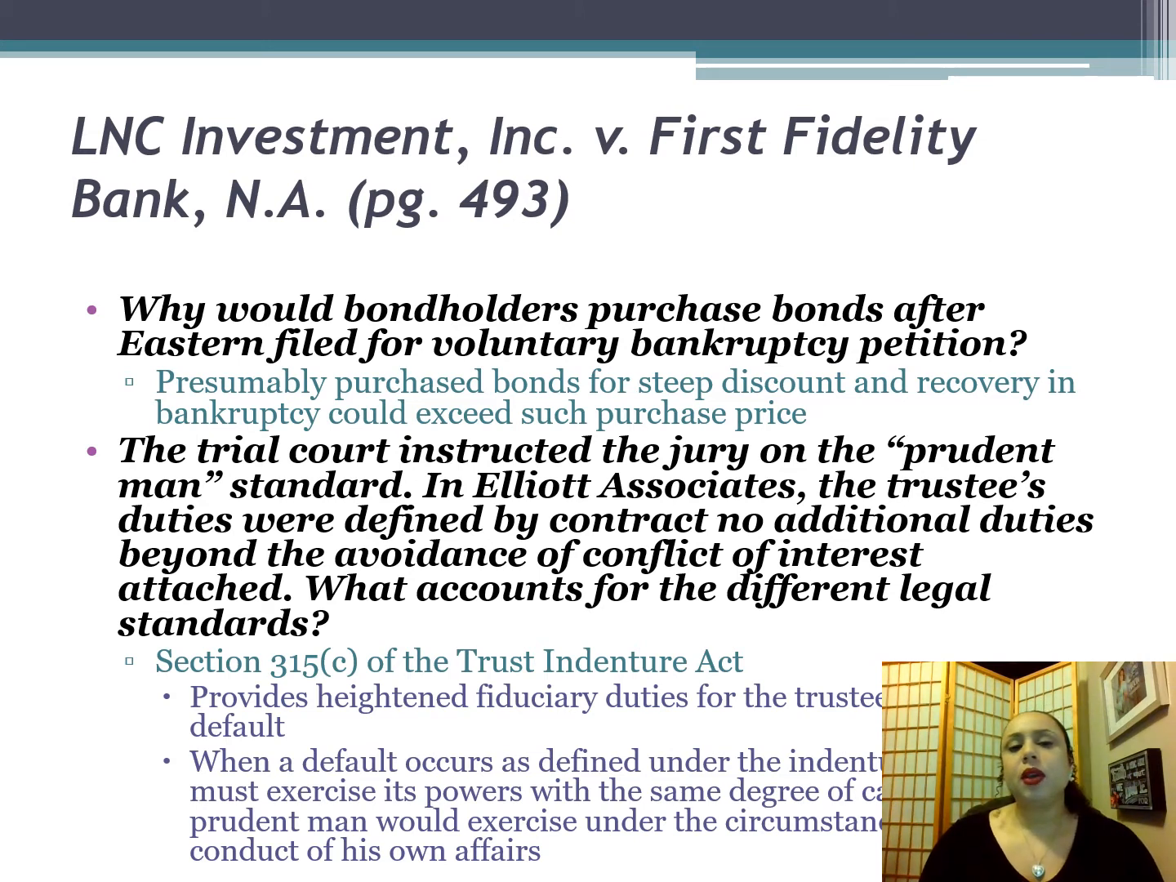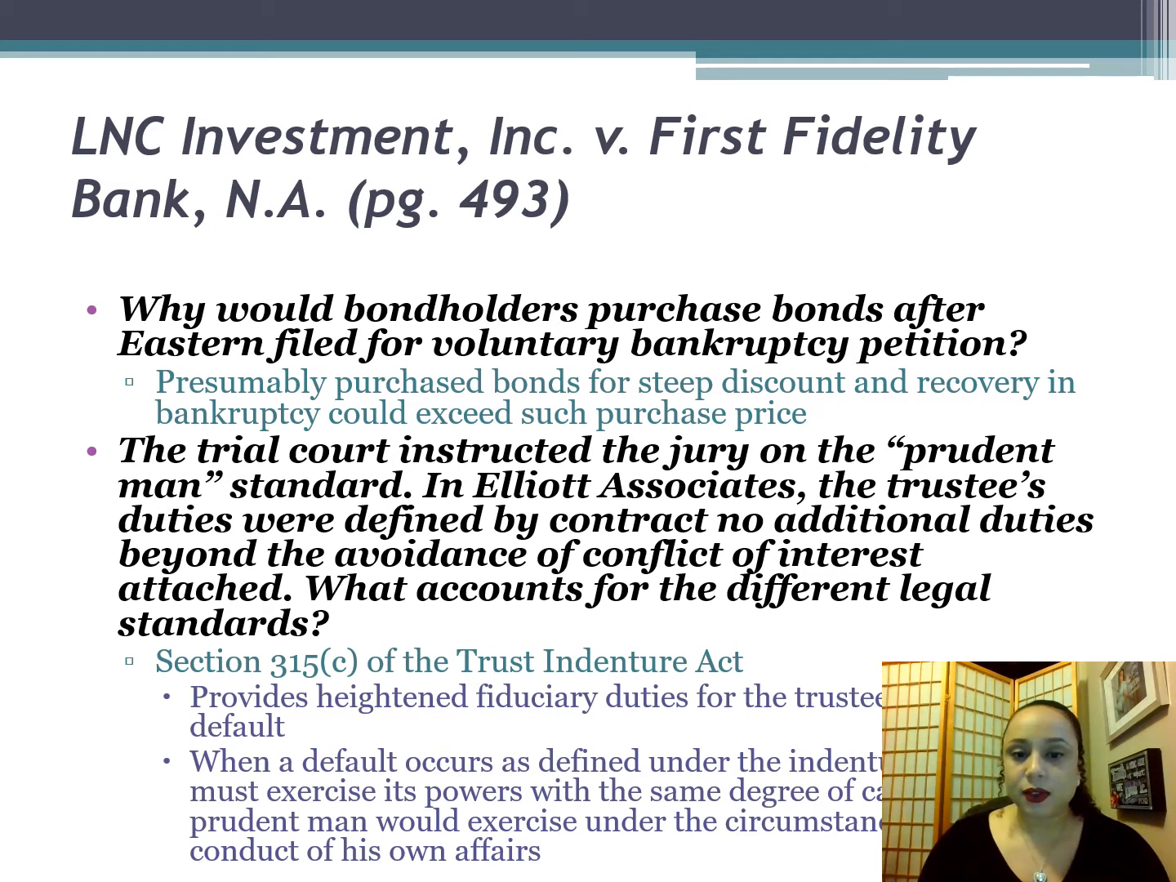Now, the trial court instructed the jury on the prudent man standard. In Elliott, one of our previous cases, the trustee's duties were defined by contract. No additional duties beyond the avoidance of conflict of interest attached. What accounts for the different legal standard? We already know the answer to this.